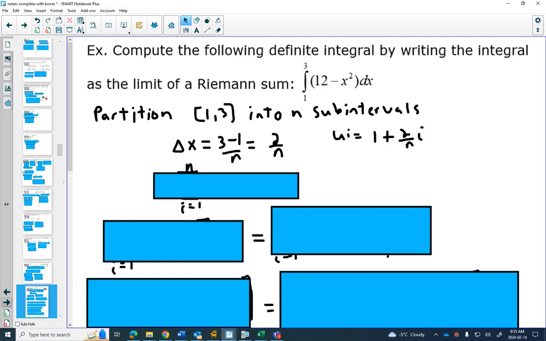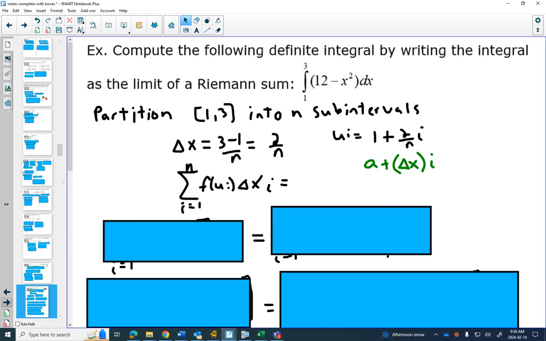Your ui, your starting point is 1, plus your change in x times i. If you're forgetting how you get the ui, it's always your starting value plus your change in x, which is just 2 over n, times by how many you have. 1 change of x, 2 changes of x. That's why that i is there.